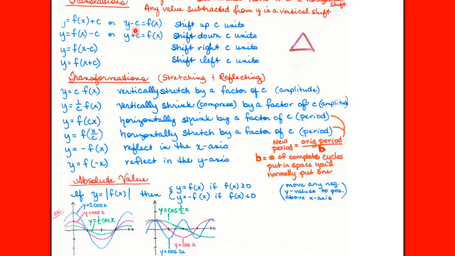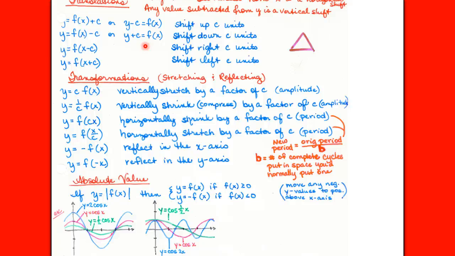Same idea if we have y is equal to f of x minus c. Again, that c is not attached to the x, so it could be added to the other side. So that would be y plus c is equal to f of x. So I could look at that and see any value subtracted from y is a vertical shift. So negative c is being subtracted from y, so that would be c units down.